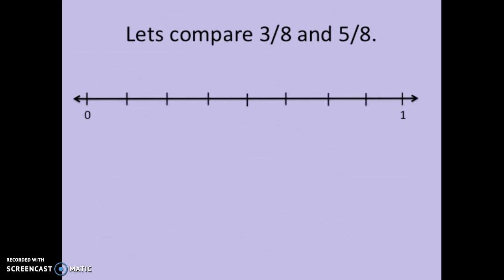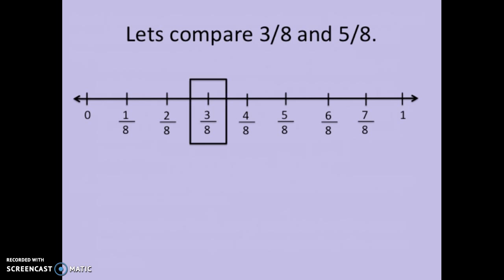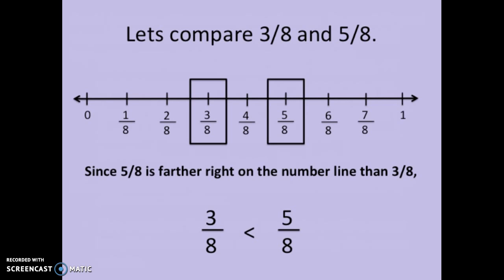Then let's put our fractions at each tick mark. The first being 1/8, the second being 2/8, 3/8, 4/8, 5/8, 6/8, 7/8. Let's find 3/8 on this number line, put a box around it, and let's find 5/8 on this number line. And I put a box around it. Since 5/8 is farther right on the number line than 3/8, 3/8 would be less than 5/8.